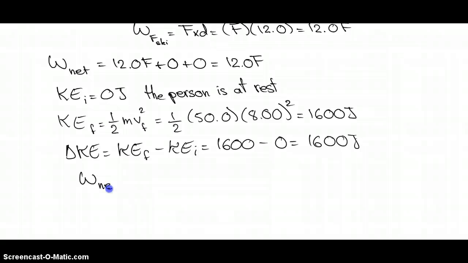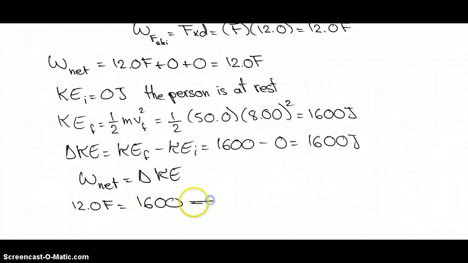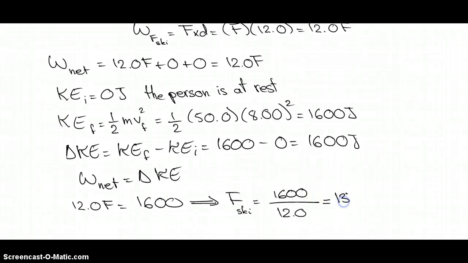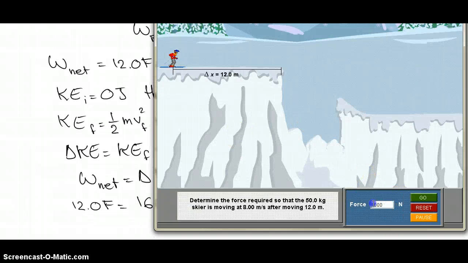That's what I'm going to do now. Work net equals the change in the kinetic energy. So, work net is 12F equals 1,600. So the force of the ski is 1,600 over 12, and I use my calculator, and I find the answer to be 133 newtons. I have numbers after the 3, but I use only 3 significant figures because they gave me 3 significant figures in the question.